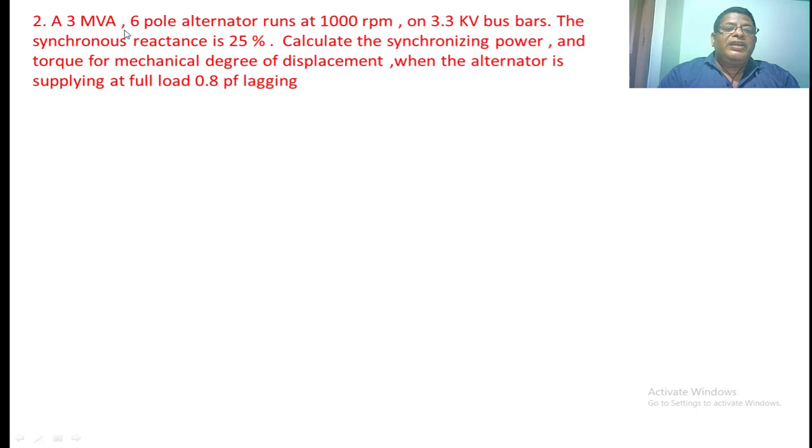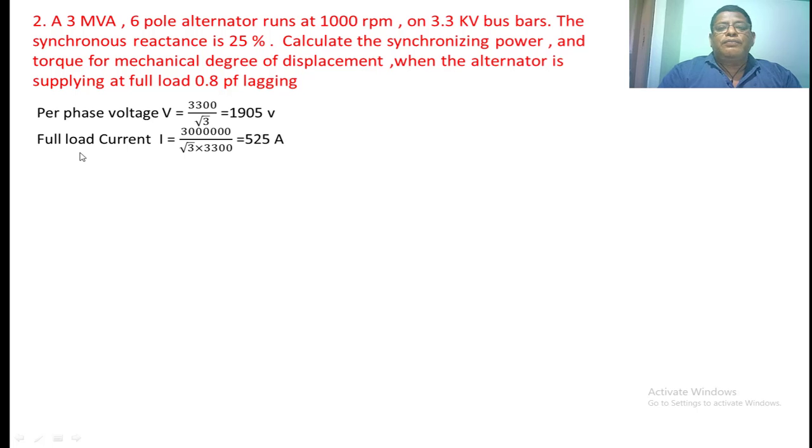Now we are going to take up the second numerical. A 3 MVA 6-pole alternator runs at 1000 RPM on a 3.3 kV bus bar. The synchronous reactance is 25%. Calculate the synchronizing power and torque for one mechanical degree of displacement when the alternator is supplying a full load of 0.8 power factor lagging.